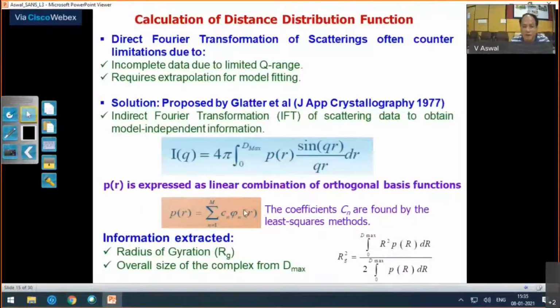So this is how the indirect Fourier transform is done to calculate P of R, which can give you the shape and the effective size like Rg of the particles. But you don't get detailed information about the structure in the system.